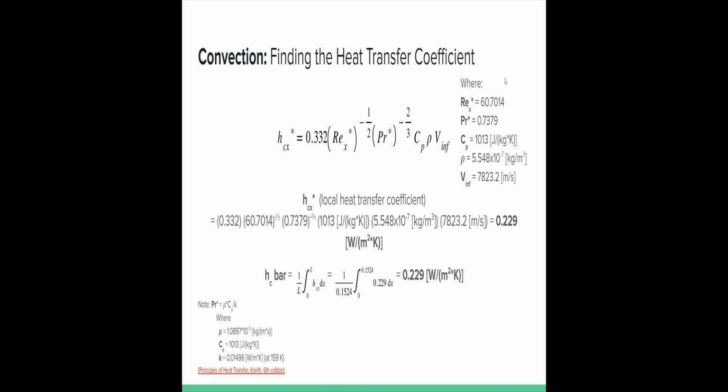Now that we have our Reynolds number, we can find the heat transfer coefficient for convection, which is HCx star. To find the local heat transfer coefficient, we need the Reynolds number, the Prandtl number, Cp, which is the specific heat, rho, which is density, and V infinity, which is the free stream velocity. Once you have your local heat transfer coefficient, now you can find your average heat transfer coefficient for convection using the equation below. Note that the Prandtl number uses mu, which is dynamic viscosity, Cp, which is specific heat, and K, which is thermal conductivity.